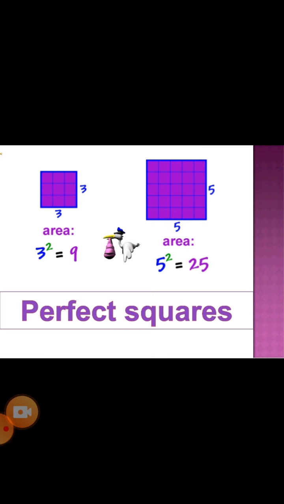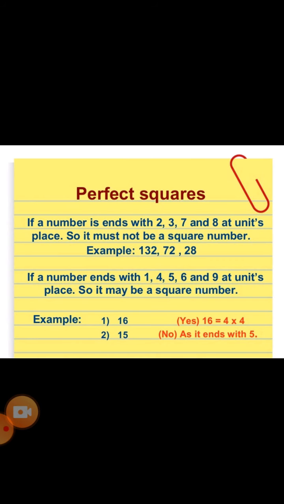We take a perfect square, say 25. Here we have the number 25. If we divide 25 by 5, we get the answer 5. In this case, 25 is the dividend, 5 is the divisor and 5 is also the quotient. Clearly, the divisor is equal to the quotient, so 25 is a perfect square.